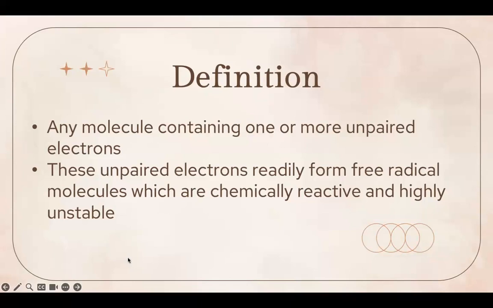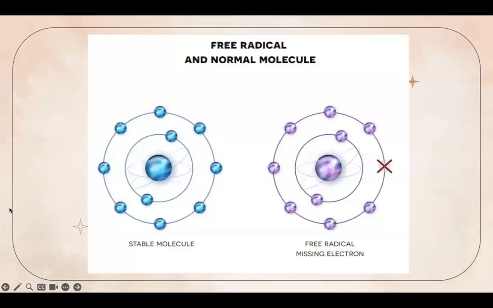So basically, when a molecule has all the electrons, this is what it looks like. Okay, so I think you can now see my pointer. This is what a stable molecule looks like. All the electrons are paired, and this molecule is unreactive, okay?